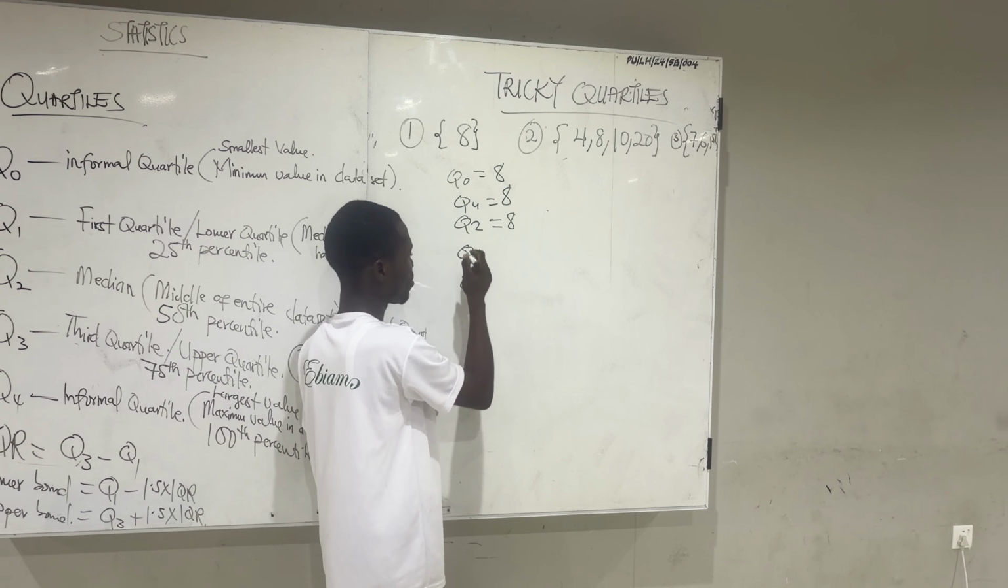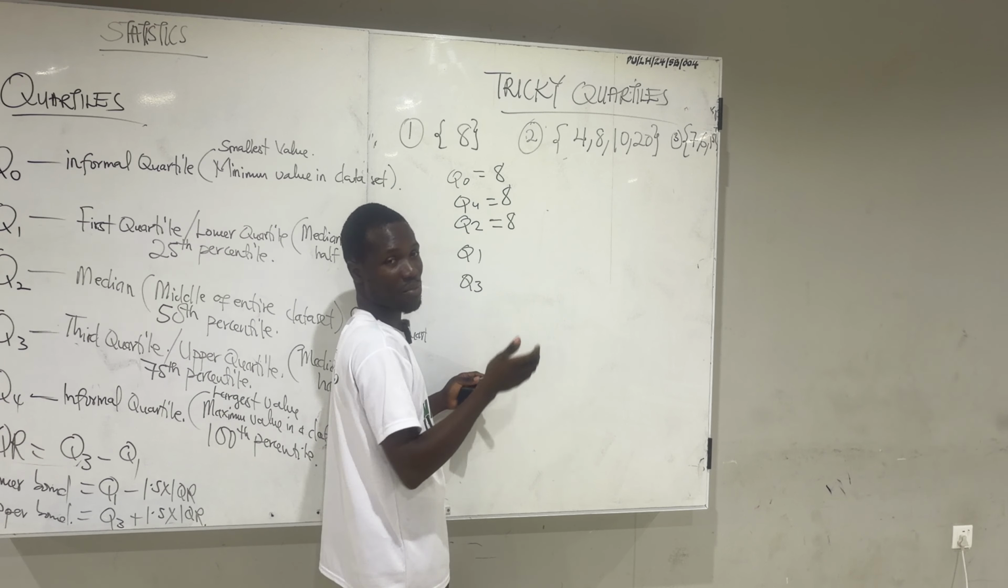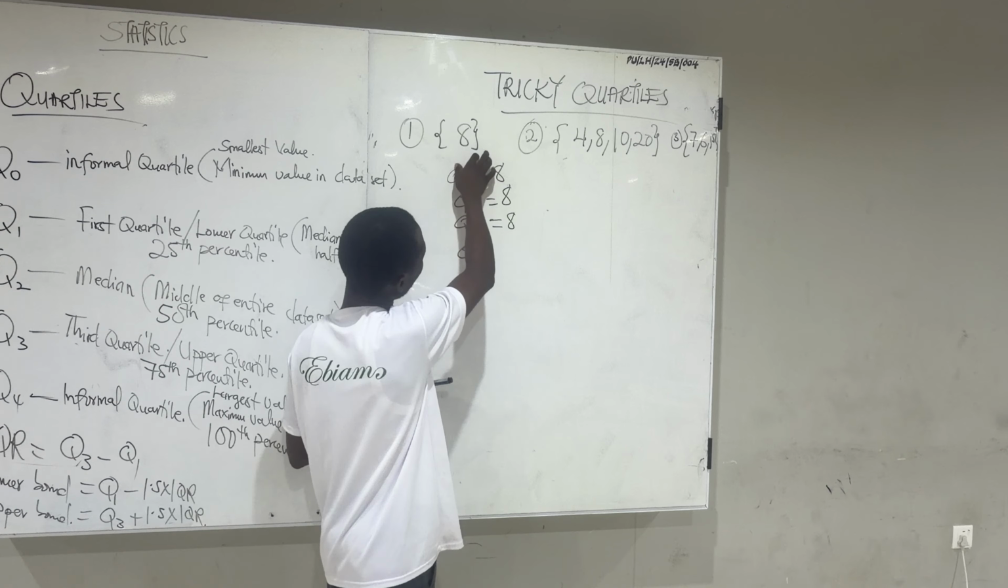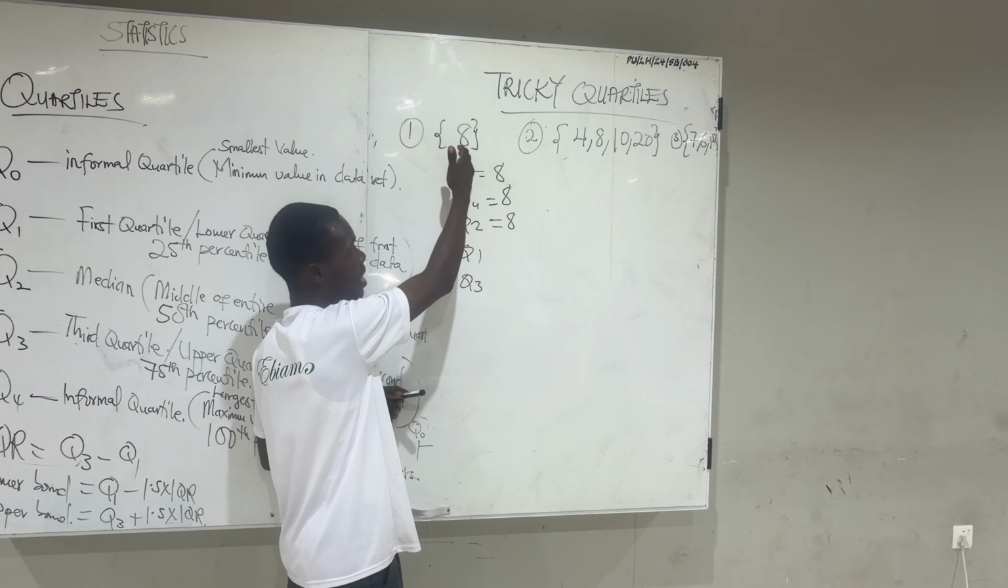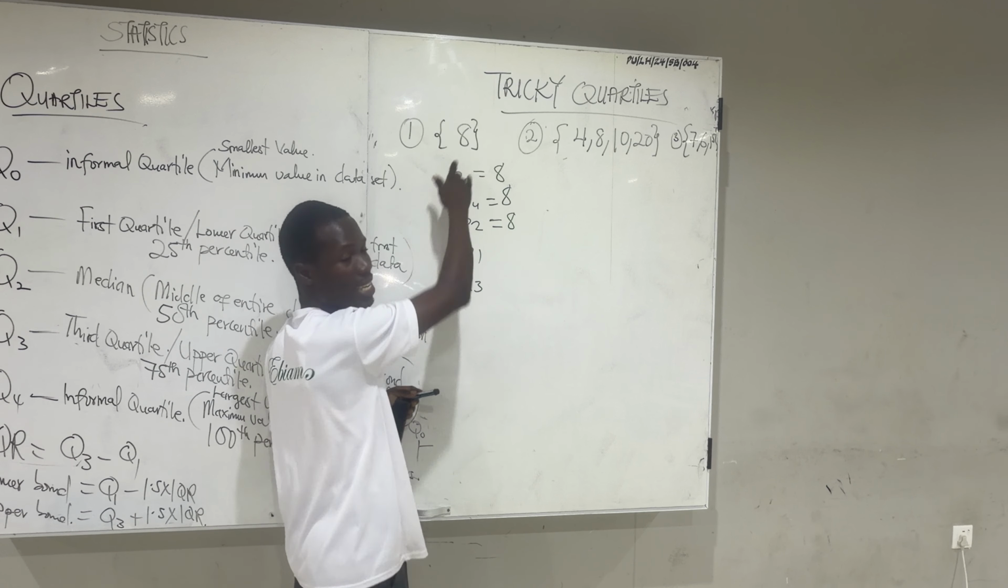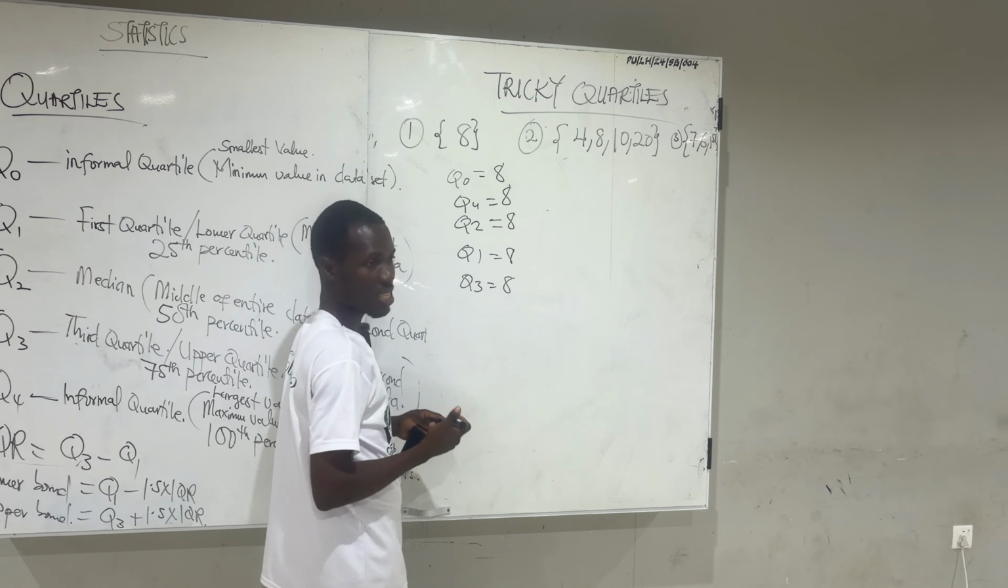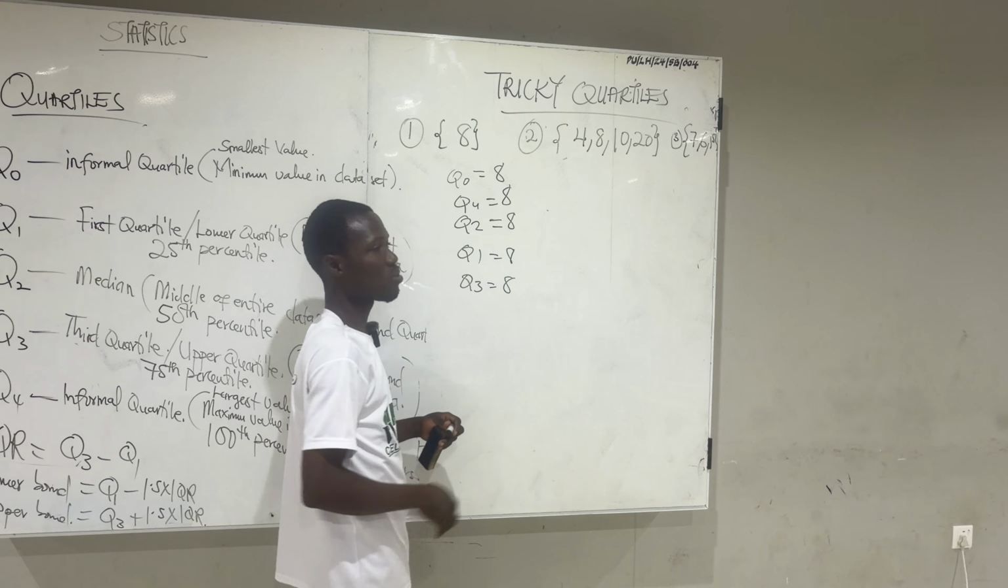Q1, Q3. Q1 is actually the median of the first half of the data. You realize that the first part of the data still falls within the 8. So this one is going to be 8. Q3 will also be 8.